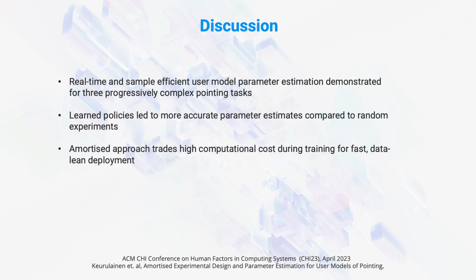In summary, our research has successfully demonstrated real-time and sample-efficient user model parameter estimation for 3 progressively complex pointing tasks. Our approach, which incorporates learned policies, has been demonstrated to significantly improve parameter estimates when compared to those obtained from random experimental designs. One of the key benefits of our amortized approach is that it trades the high computational cost during training for a fast and data-lean deployment. This means that once the initial computational investment is made, we can efficiently estimate user model parameters with minimal data requirements.